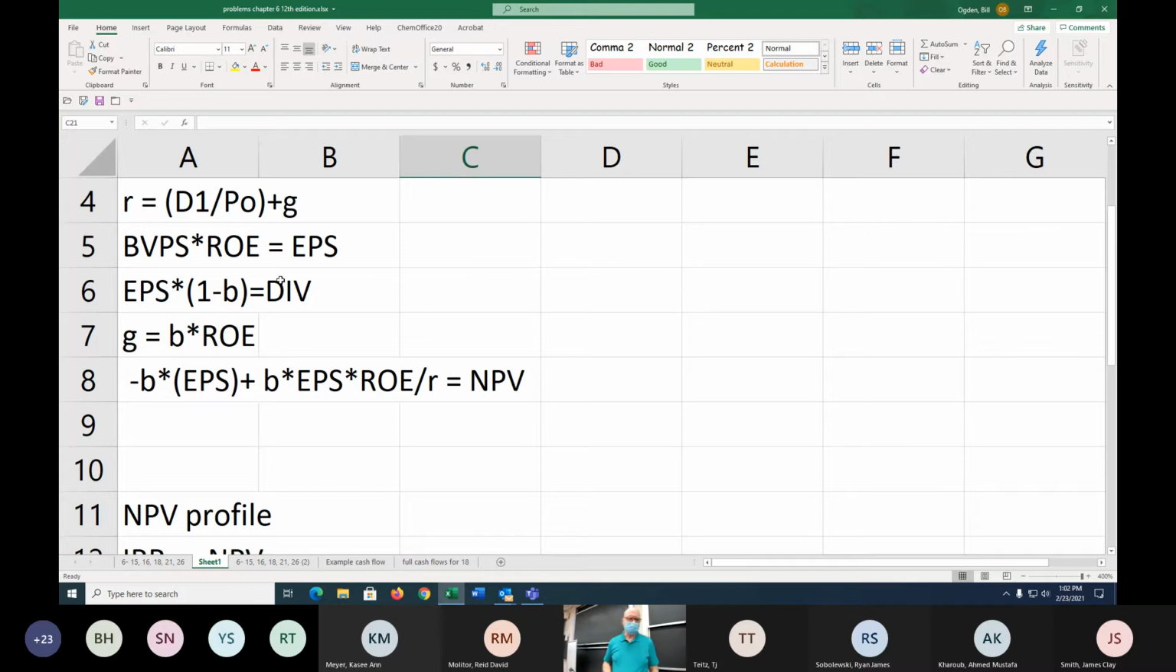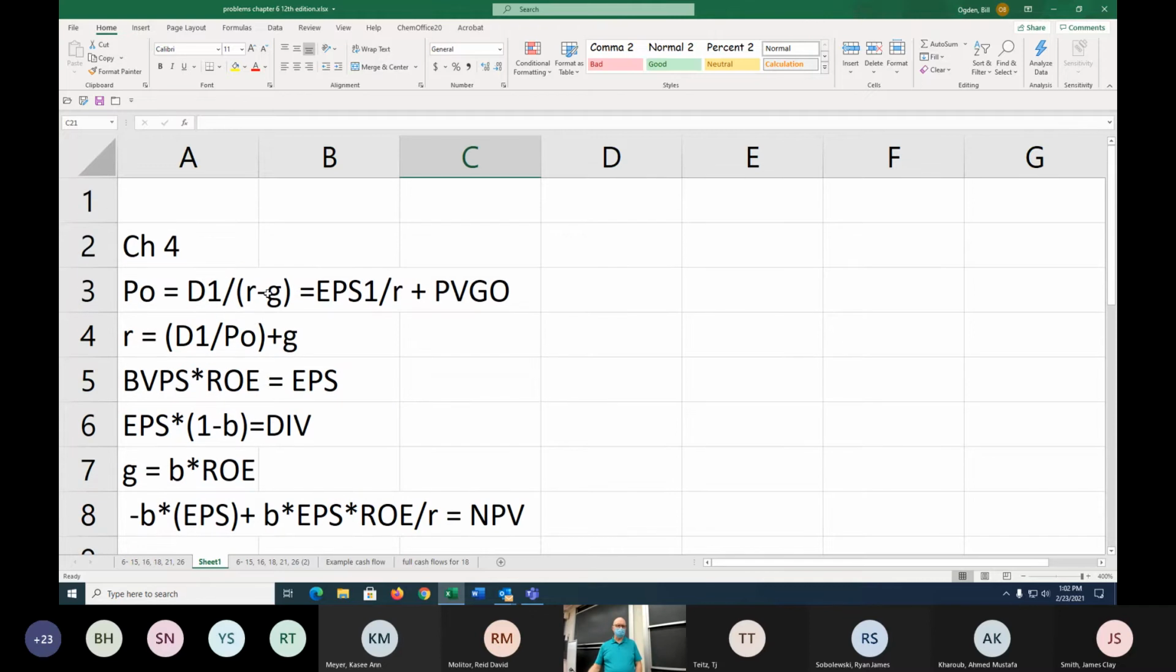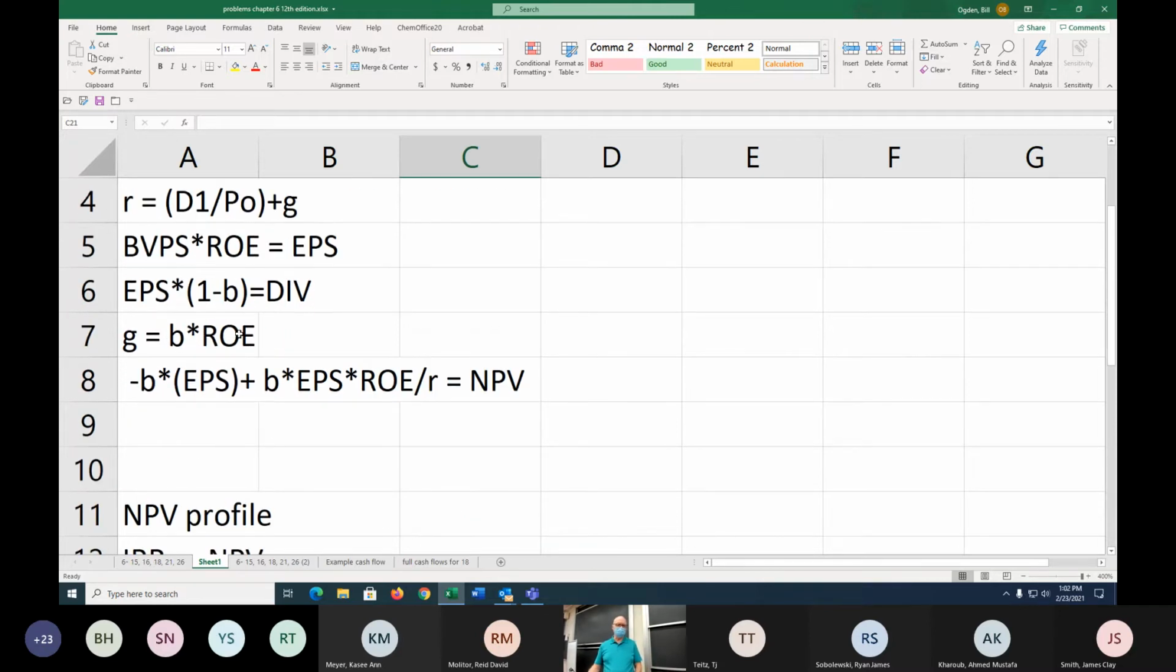All right. Okay, and then what? We have this little g in this equation, R minus g. How did we estimate g? We said it's a product of the plowback times the ROE, isn't it?